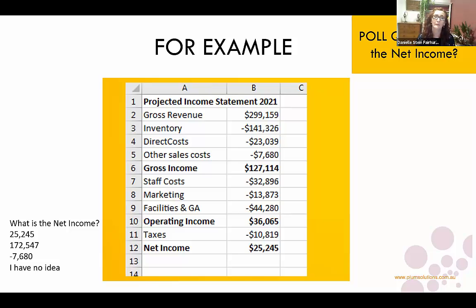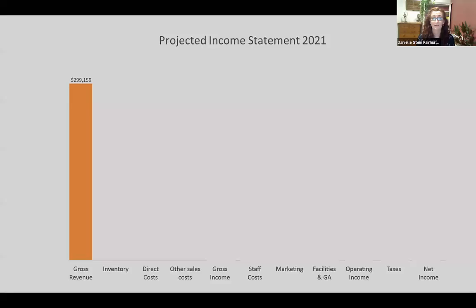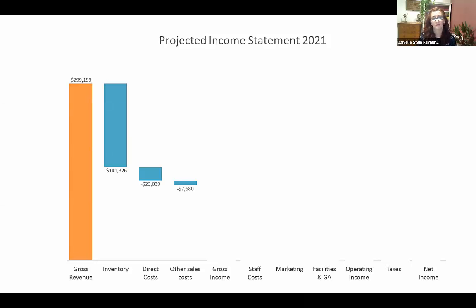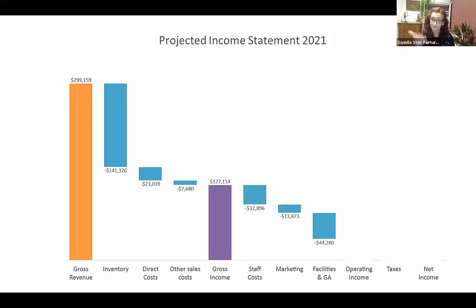A better way to present information like this would be to reveal it, to say, okay, here's your gross revenue, and from that gross revenue you've got your inventory, your direct costs, other sales, so that they can see side by side the amount. And then how much is left over is your gross income. Of that gross income, you've got to pay your staff, marketing, facilities, and G&A. And oh my goodness, we've only got a small amount of operating income left. And this is how much the taxes are. And that is your net income.